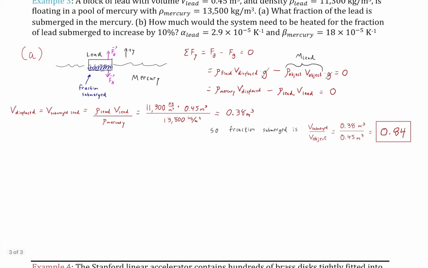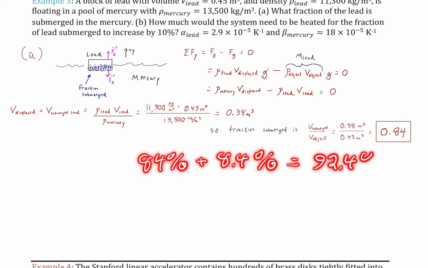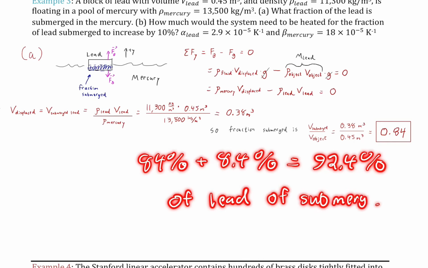Part B is fascinating. How much would the system need to be heated for the fraction of lead submerged to increase by 10%? So a 10% increase from 84% would, well, we take whatever 10% of 84 is, which is 8.4. So that would be plus 8.4%. And so then we ended up with 92.4% of the lead is submerged. That's what we're looking for, okay? And you can do it that way. I'm just going to do it as a change, okay?